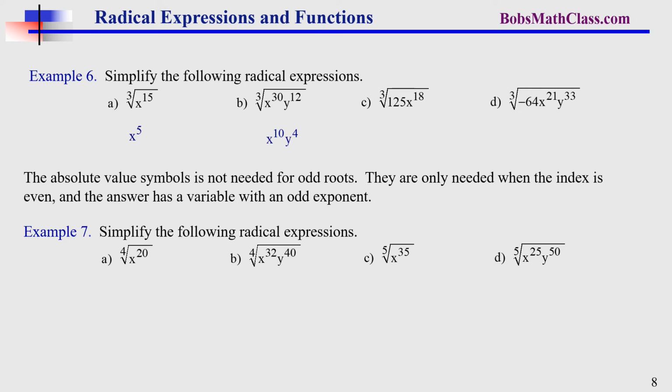Part C, the cube root of 125 x to the 18th. So first we need to figure out what the cube root of 125 is. What times itself 3 times is 125? Or what to the 3rd power is 125? And that answer would be 5. And then divide 18 divided by 3, which will be 6. So 5x to the 6.